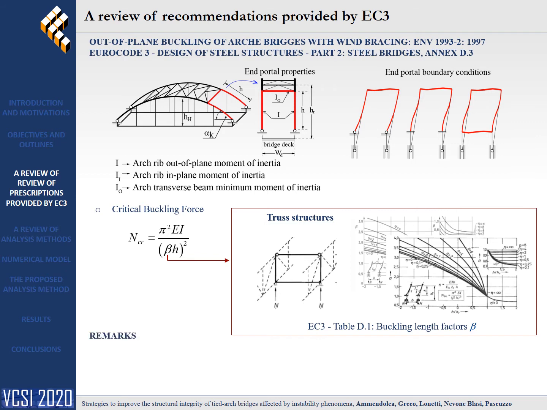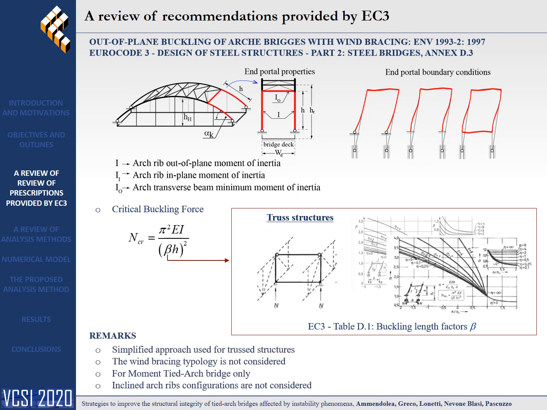This method is easy to use, but presents several limitations. In particular, the wind bracing typology is not considered. The method refers exclusively to moment-tied arch bridges. Inclined arch rib configurations are not considered.